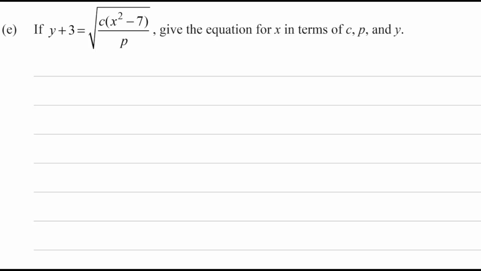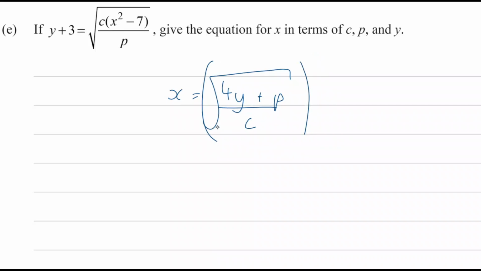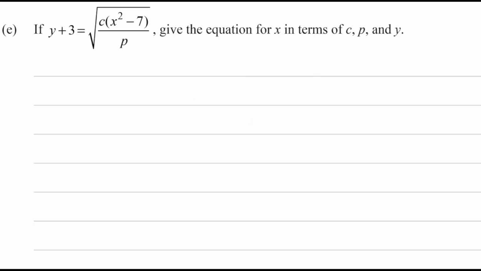If y plus 3 equals the square root of c times x squared minus 7 over p, give the equation for x in terms of c, p, and y. So we're essentially rearranging this equation to make x the subject. So it'll be something like x equals maybe some numbers, maybe some square root symbols, maybe some squareds, we don't know. But x will be by itself on one side equals some expression.